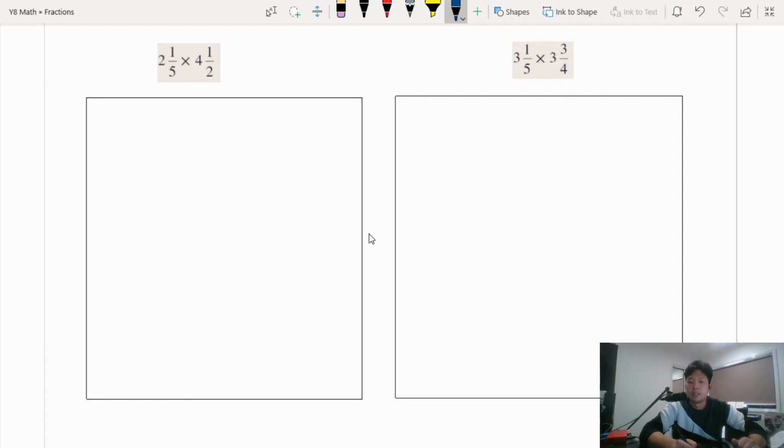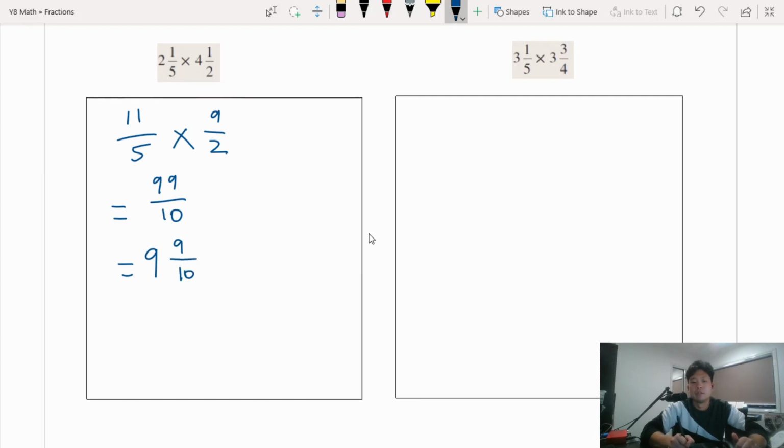So changing them to improper fractions, 2 times 5, that gives us 10, plus 1, that's 11. So we have 11 over 5 times, once again 4 times 2, that's 8, plus 1, 9 over 2. There's nothing we can simplify here, so that gives us 99 over 10. 10 goes into 99 9 times with the remainder of 9, so that is our final fraction.